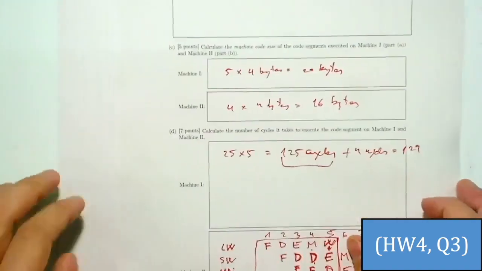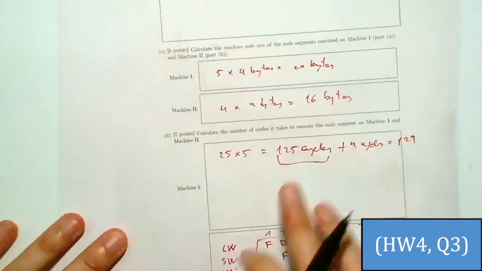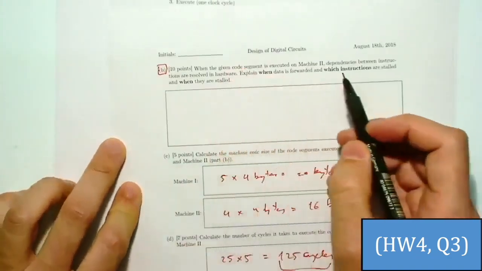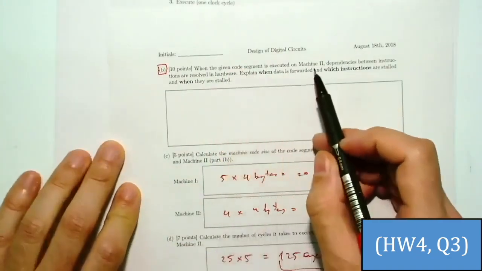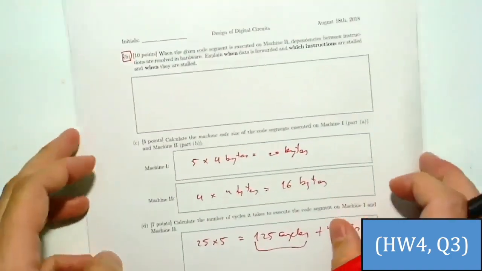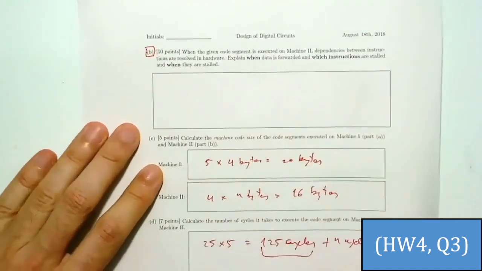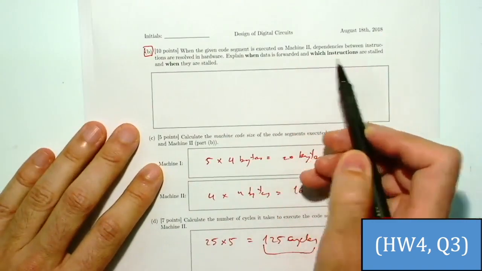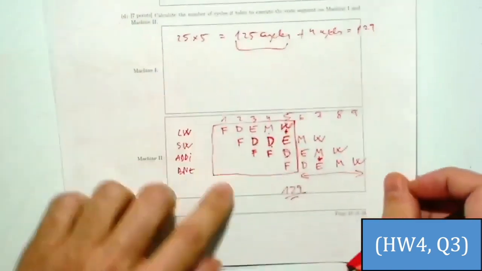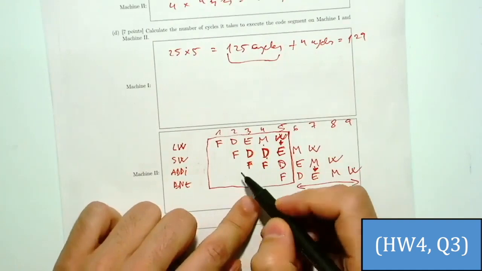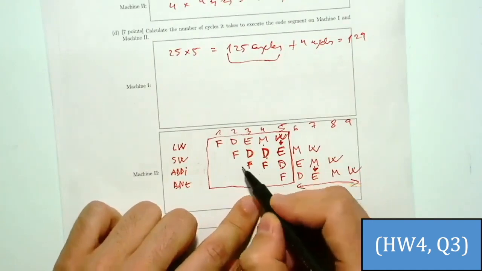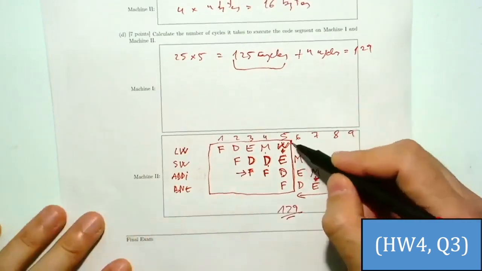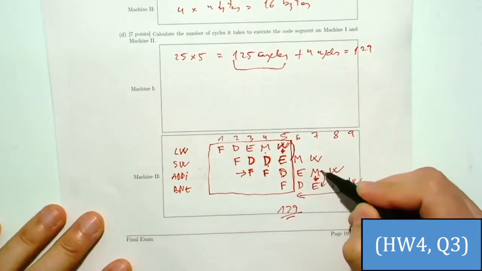And the last question, I left this to the end because once we solve all these questions, it's very easy to solve. When the given code sequence is on machine 2, dependencies between instructions are resolved in hardware. Explain when data is forwarded, and which instructions are stalled and when they are stalled. So we already see that we stall here, and we have data forwarding here and here.